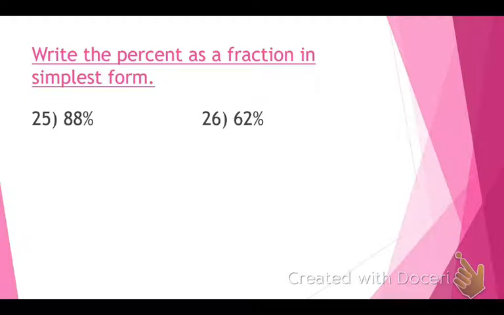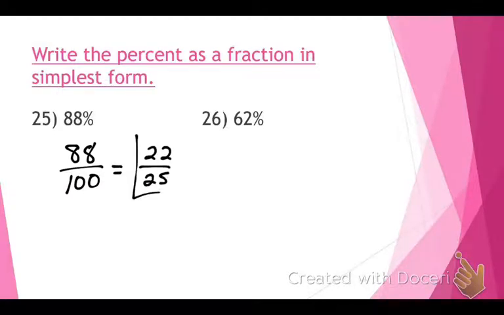It says to write the percent as a fraction in simplest form. So 88%, what is that? 88 out of how many? 88 out of 100. Good job. Now, Addison, is that as low as it will go? Can it be more simple or reduced? 22 over 25 would be reduced in simplest form, okay? So all you do is every time you will set the percent on top of 100, because 62% means 62 out of 100, or 88% means 88 out of 100, okay?